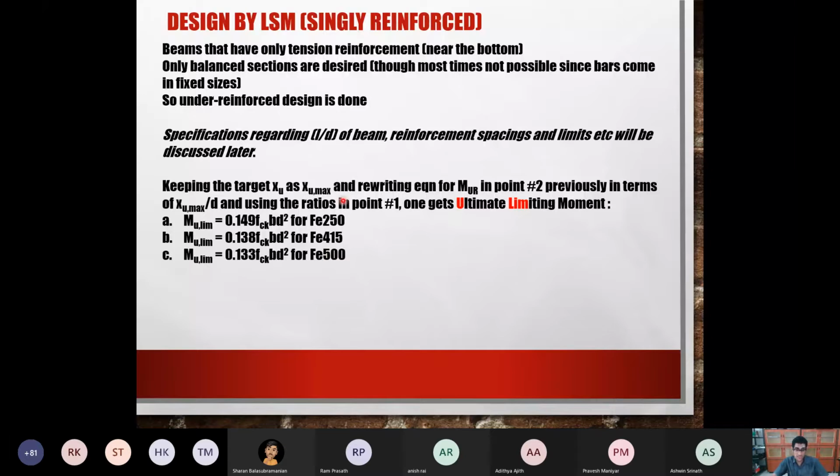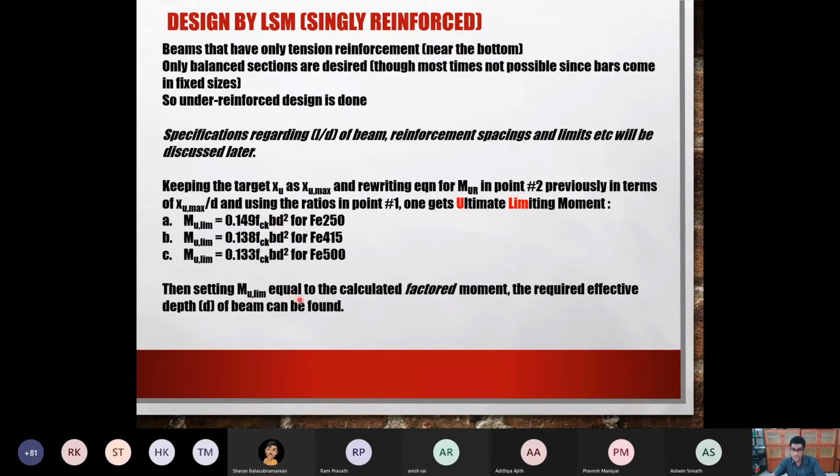So based on this, if you are given a certain grade of steel, and you want to make your beam take a certain amount of bending moment, you will say that much bending moment you need to take. You will have to assume the breadth. Usually in concrete beam design, breadth B will be assumed, say 300 or 350, or based on what the thickness of the wall beneath that beam is. Grade of concrete you will know, and you will have to calculate the effective depth that is required. So, setting Mu limit equal to the calculated factored moment. What do you mean by factored moment?